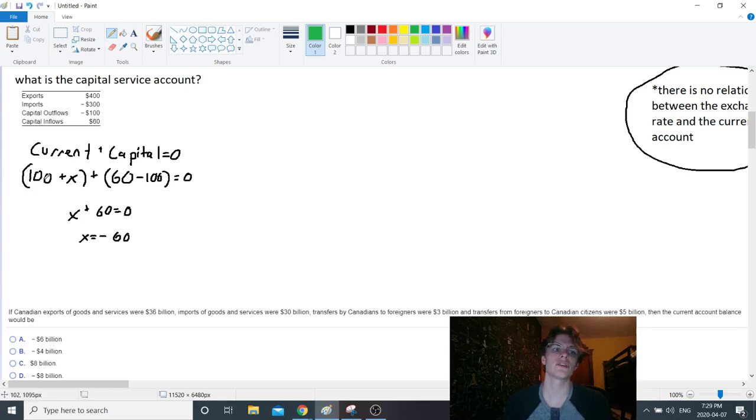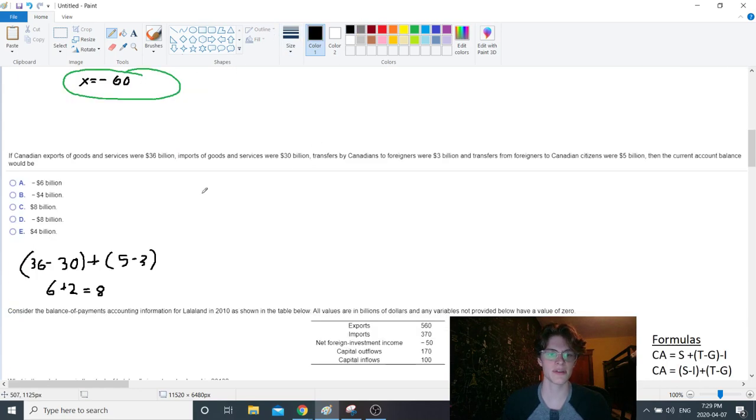So exports minus imports is 100, plus whatever the capital service account is, plus the capital account, which is the inflows of 60, minus the outflows, has to equal 0. So just solving, we get x is equal to negative 60, which was the answer to that question.